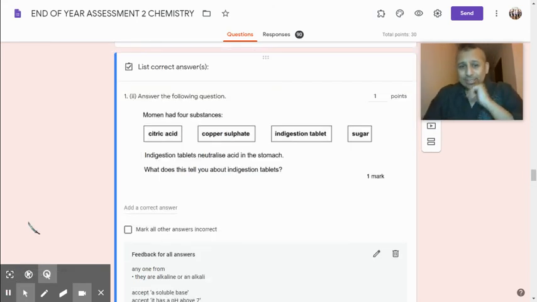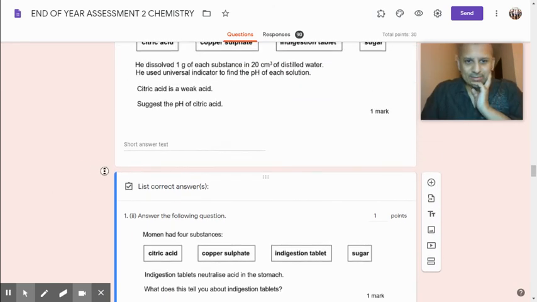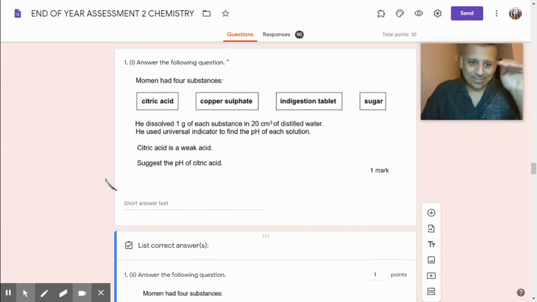Now, I really did want to give the mark if the student actually said that what this tells us about indigestion tablets is that it's a base. Soluble base was the only one that I could actually get a response to, and the reason why is because in the first part of the question, he dissolved 1 gram of each substance in 20 centimeters cubed of distilled water.